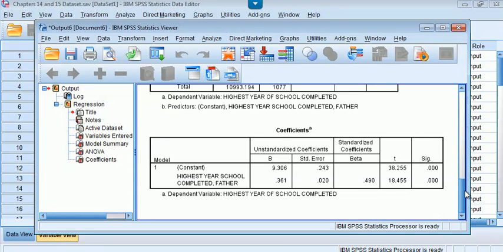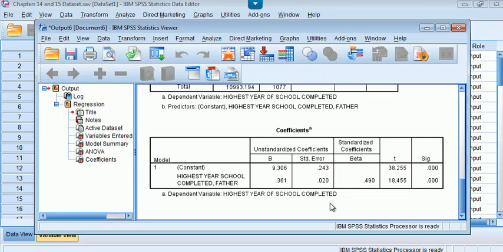Now, what regression tries to do is fit a line. You will see these regression coefficients right here are the numbers you need in order to create a line. There is an equation that describes a line: y, the dependent variable, equals some type of constant, which you will see right here is 9.360, plus a slope times the value of an independent variable. The slope is b, and the value of the independent variable is x. So the slope, the b, is this value right here, this 0.361.